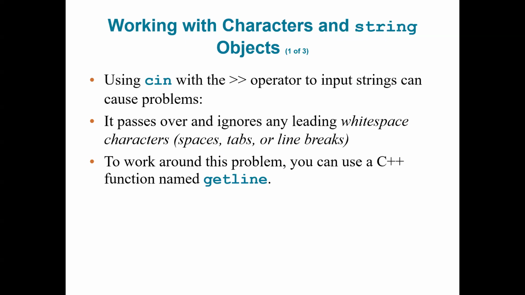So when we see a string that is more than one word, let's say Mary James, there's a space between. If you are using cin with the double right arrow operator, it will ignore the space. It passes over and ignores any leading white space characters. It can be spaces, tabs, line breaks. So to work around this problem, C++ gives us a good solution. We use the function named getline.